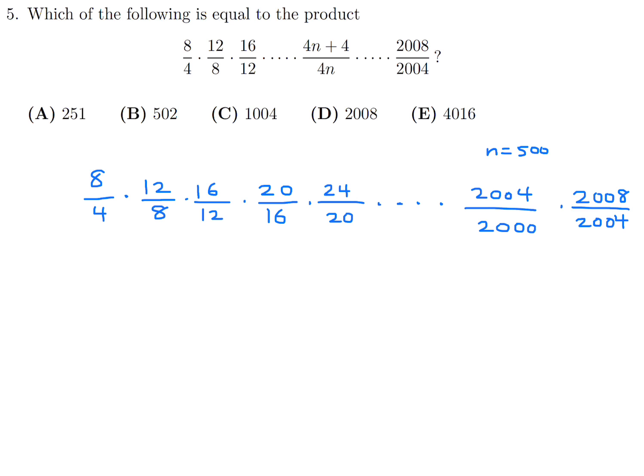Okay, so you probably already saw the pattern. Basically, these cancel. All of these, as you can see. So the only thing you're left with when everything cancels is just 2008 over 4. And that is equal to 502. So number 5, the answer is B.